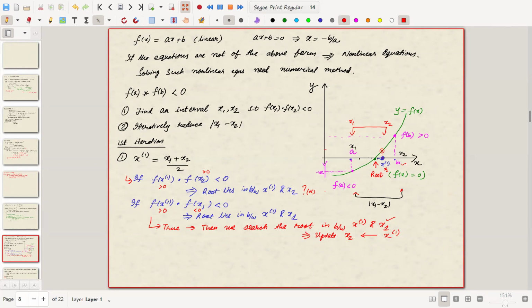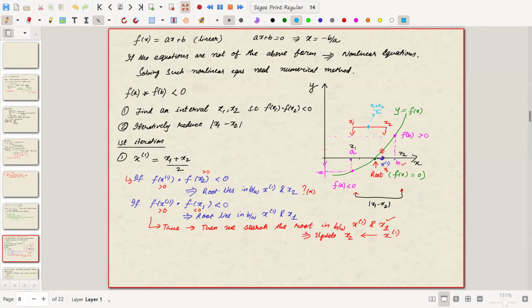Okay, fine. Now second iteration, what do you do? In the second iteration, you take the middle point of x1 and x2 again. These two points. So this will be this point, right? This will be (x1 plus x2) by 2.